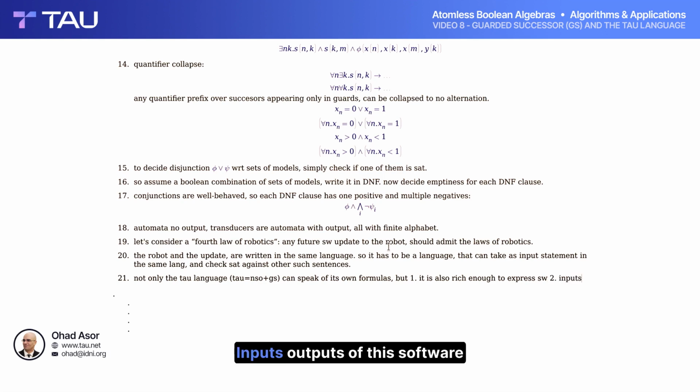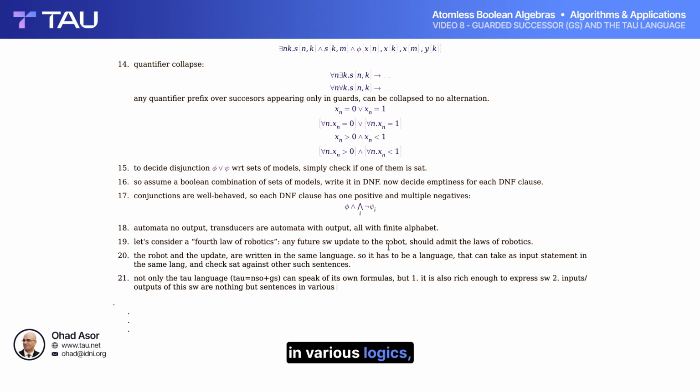And the inputs and outputs of this software are nothing but sentences in various logics, including the Tau language. So the Tau language is a specification language that specifies programs, and those programs take specifications as input and output. It's a specification of time-compatible functions between specifications. And then you can finally implement the fourth law of robotics, and I hope I convinced you that this setting that we can see here for the first time is absolutely crucial for AI safety.